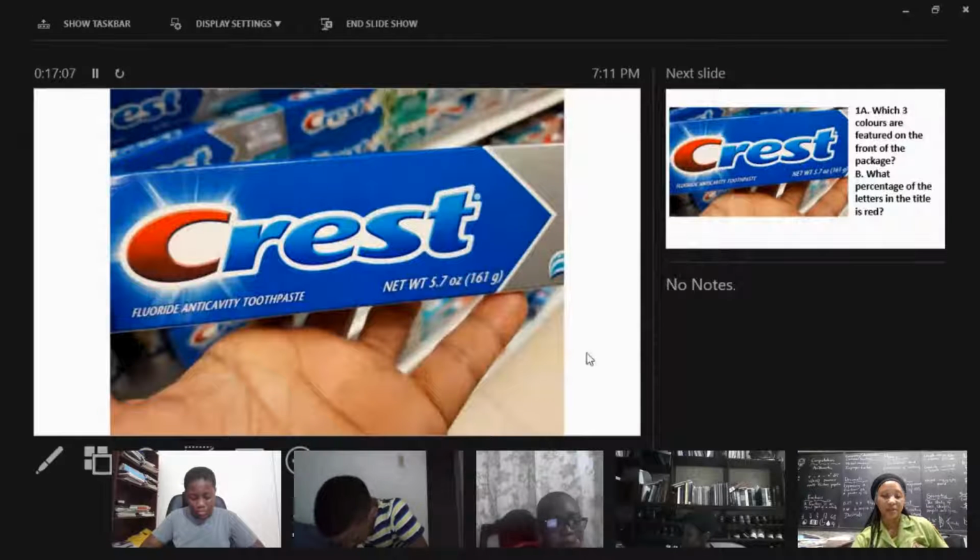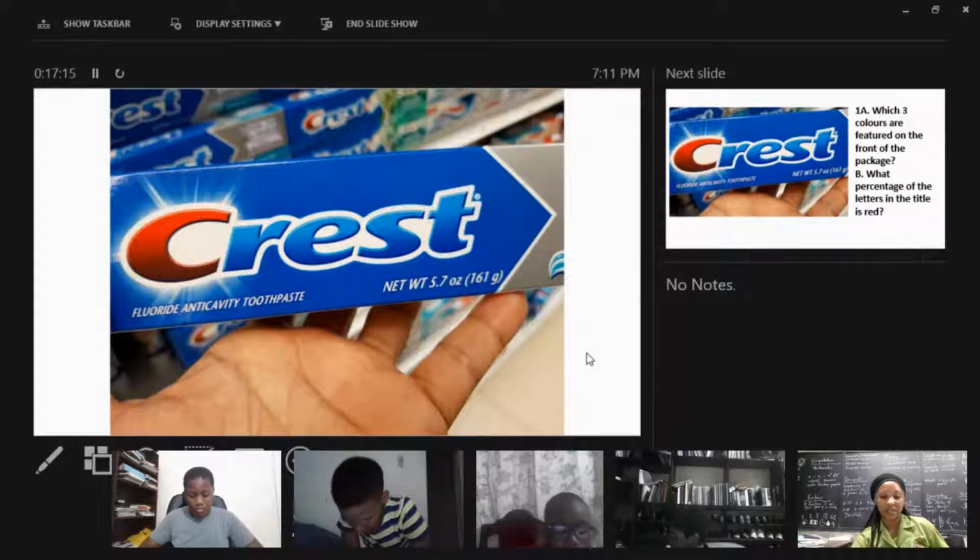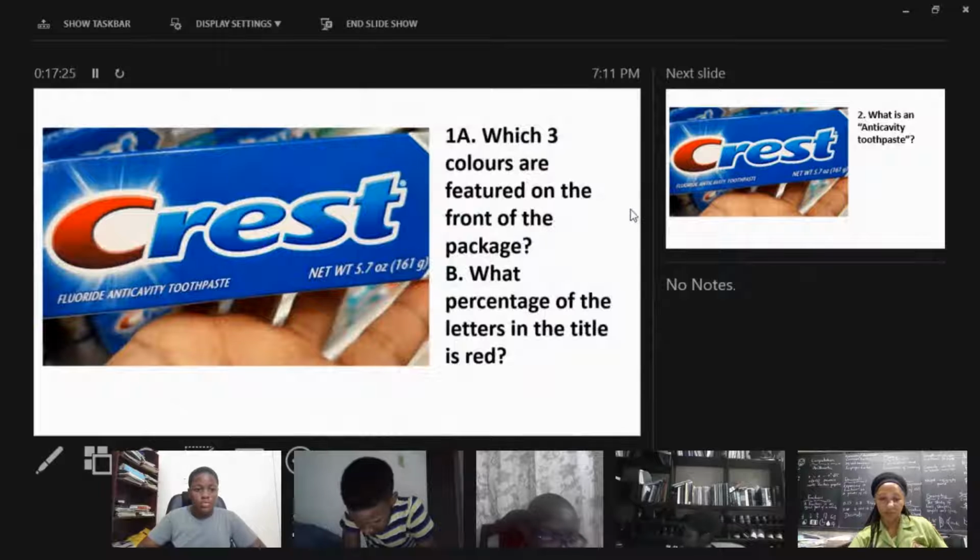So this is the Crest Fluoride Anti-Cavity Toothpaste, 161 grams. All right. So, Jer, I'm going to ask you to read question 1.